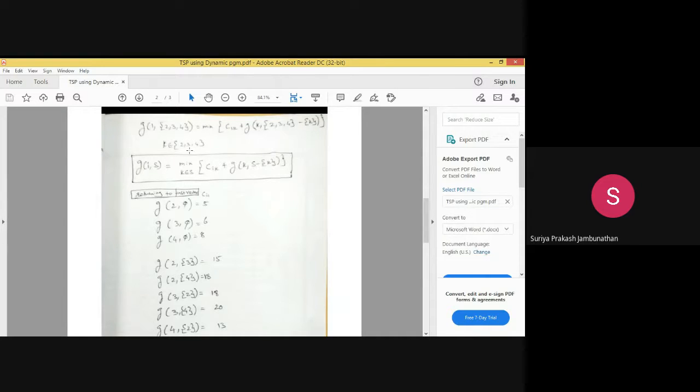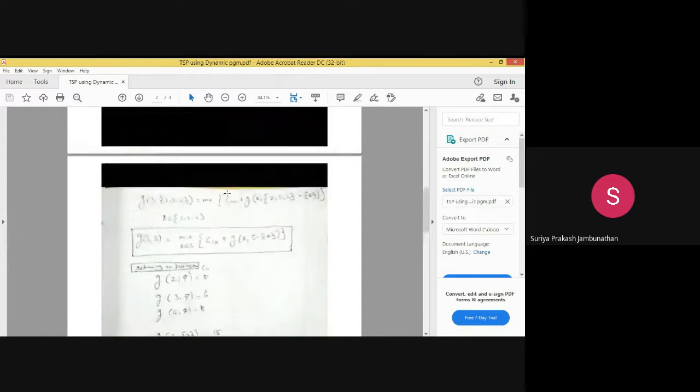So k belongs to 2, 3, 4. These three values are k values. G of I comma s equals min over k belongs to s of c of ik plus g of k comma s minus k. This is the formula written from the previous one. Here we expanded the formula, given in the form of variables I comma s. I is the root node, s will be the set of nodes.